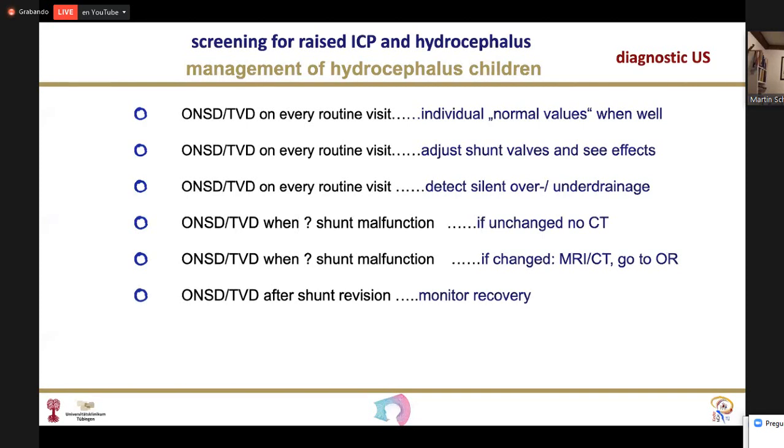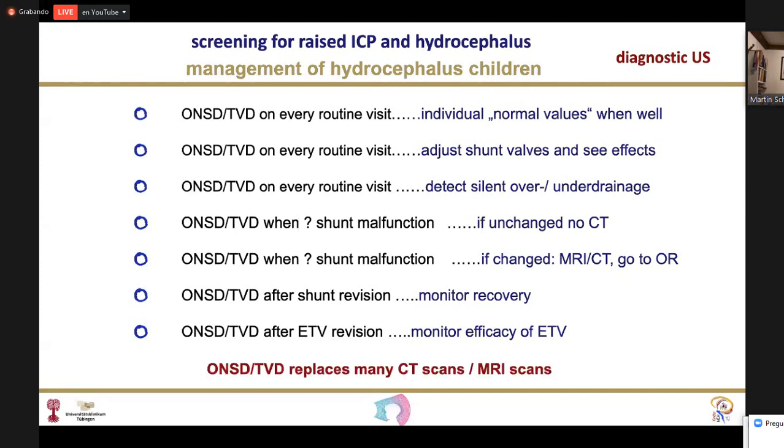After shunt revision, you monitor the recovery of the patient, and the same is true after ETV or ETV revisions. You put in an ETV, and if the ventricles come down and the ONSD comes down in the next days, you know that the ETV is working. And if you check after a few months and everything goes up again, you know you have ETV failure, even without doing a scan. So this combination in our hands replaces a lot of CT and MRI scans for follow-up and in the acute situation when a child comes to the emergency room.